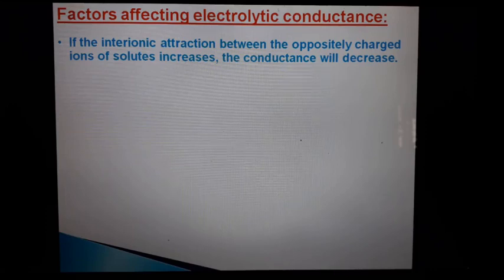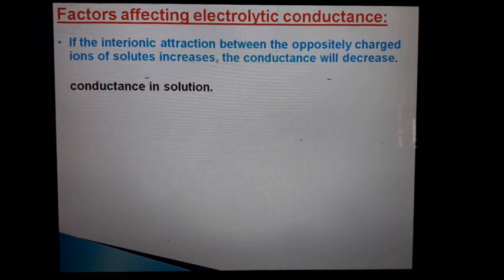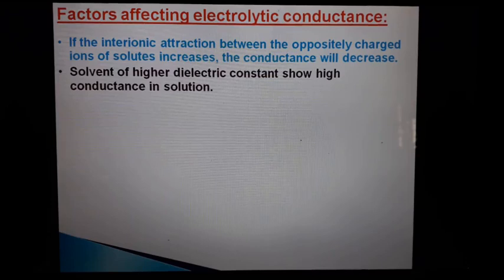This is the main reason for this in solution. Next, second point, a solvent of high dielectric constant gives high conductance in solution. Which solvent has the higher dielectric constant? It has the higher conductance in solution.